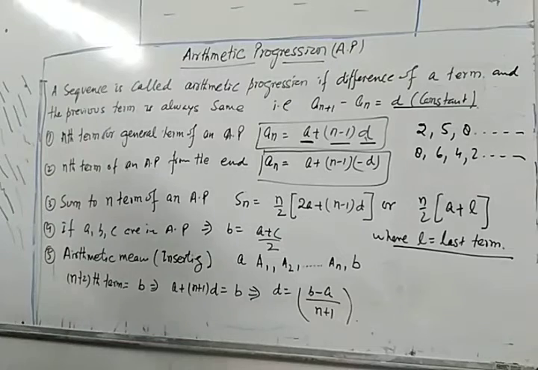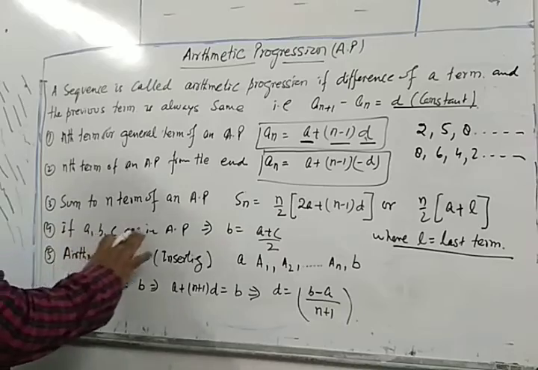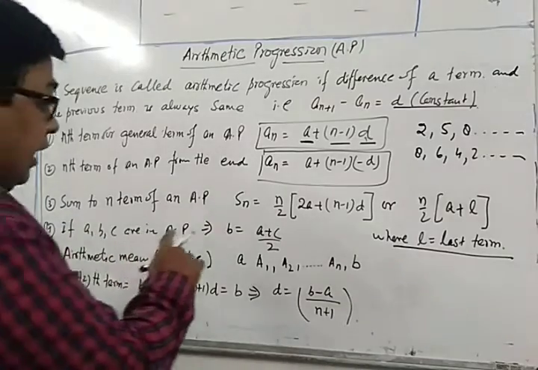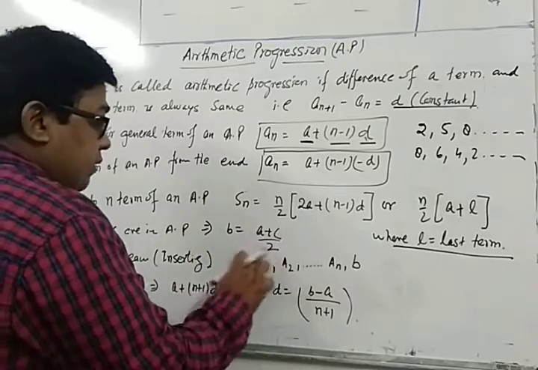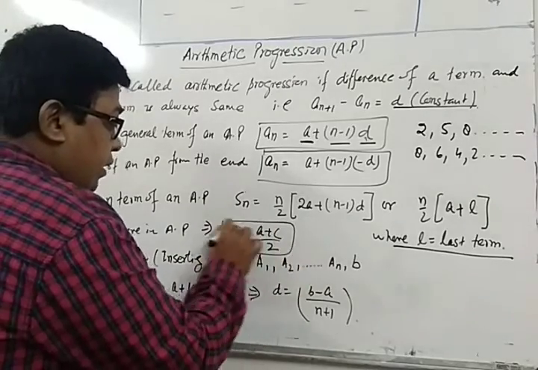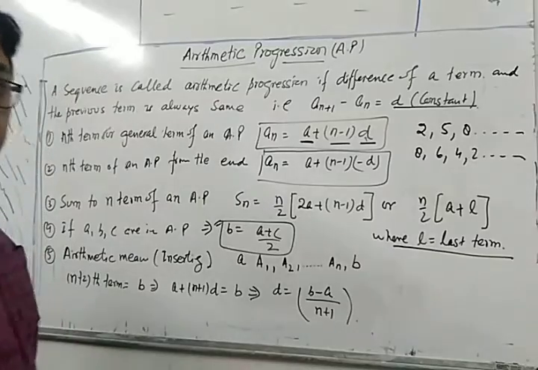Also there is one property of arithmetic progression: if a, b, c are in AP, it means b is equal to (a plus c) by 2. This is the basic property of arithmetic progression.